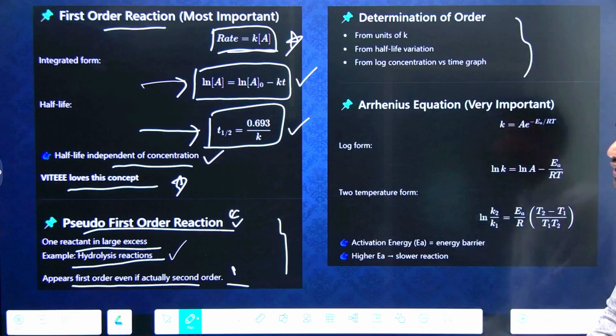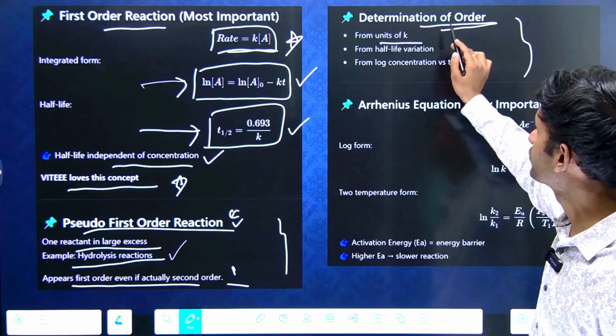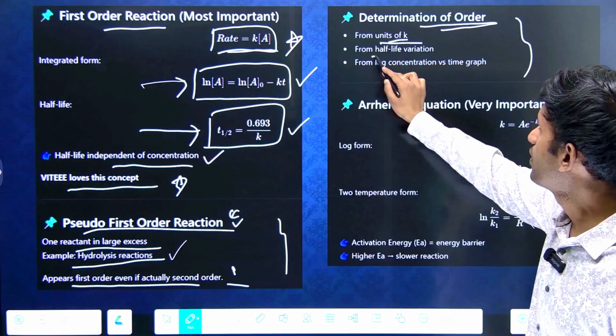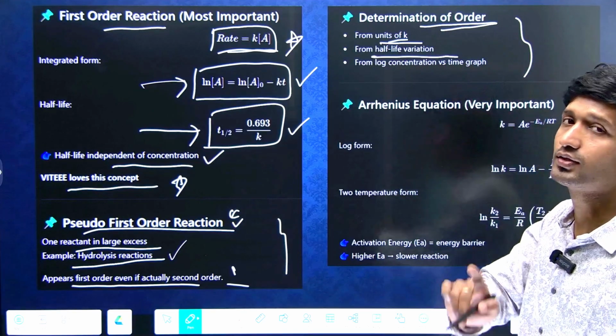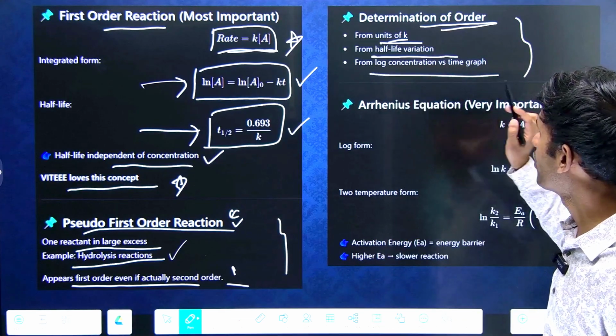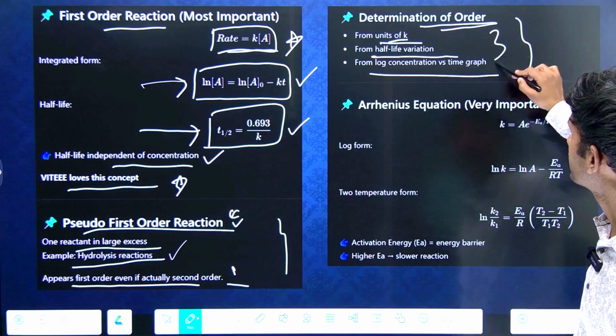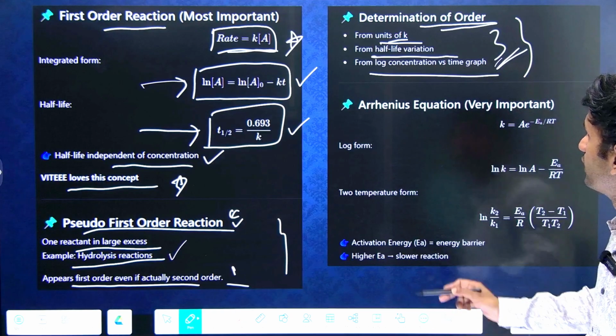How is the order determined? Determination of order takes place from the units of K. From half life variation, if there is a variation in half life, then also order can be determined, and from the log concentration versus time graph. So these are the 3 important factors. This is how the order is determined.